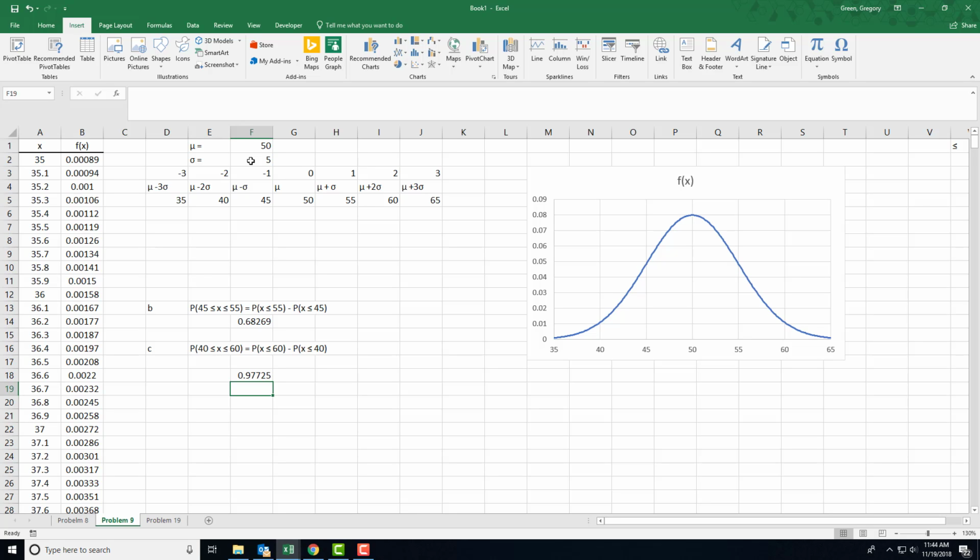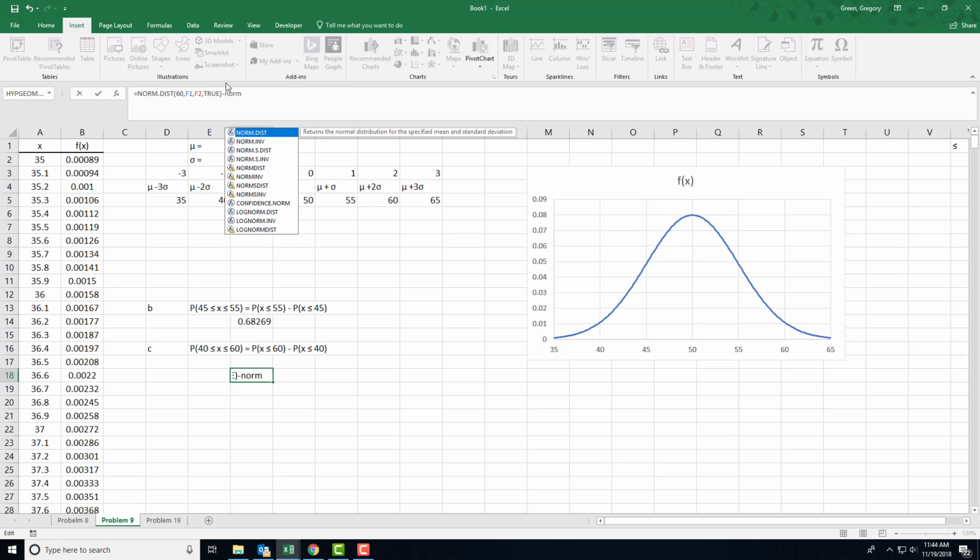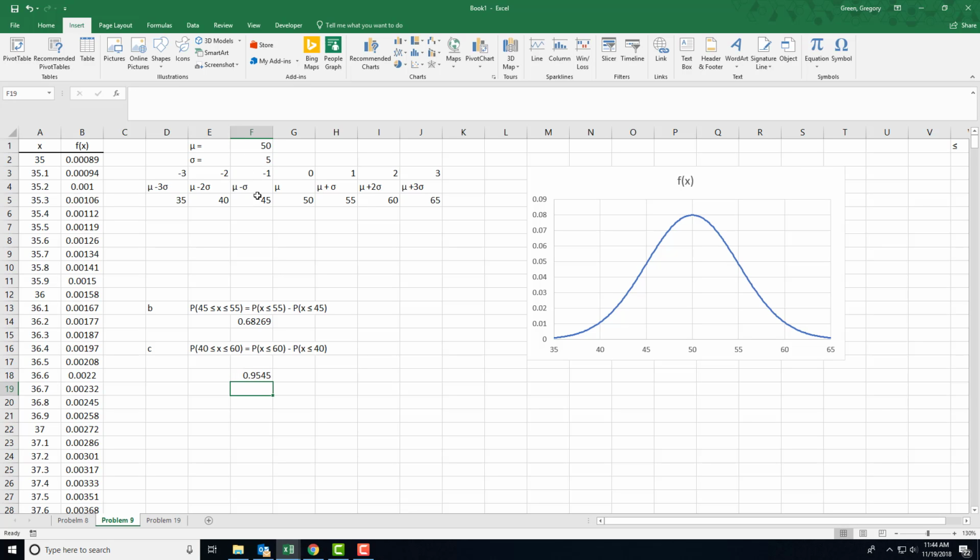of the area. Okay? Well, I am going to subtract from this norm.dist the area to the left of the number 40 when I have a mean of 50 and a standard deviation of 5. And again, I want the cumulative distribution. And there's my 95.5%. So I anticipate that if I were viewing this process and collecting random variables, approximately 95.5% of every random variable that I collected would be between the number 40 and 60.